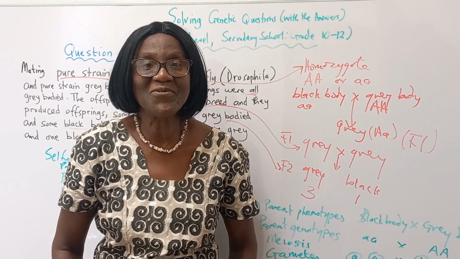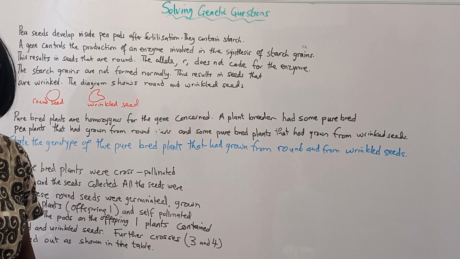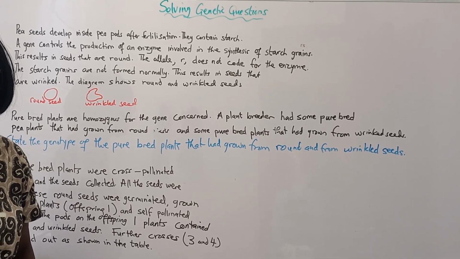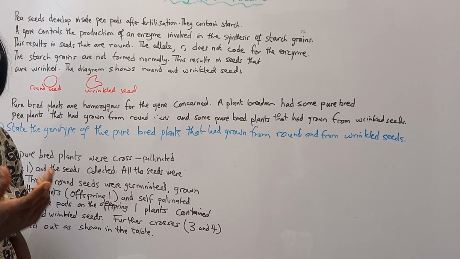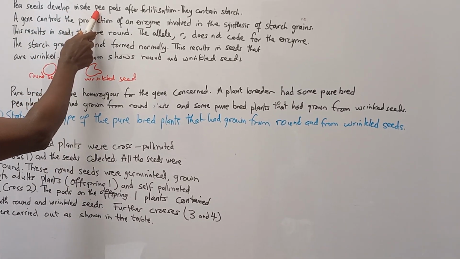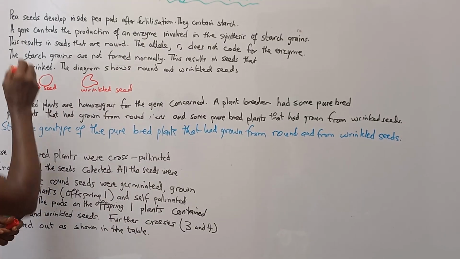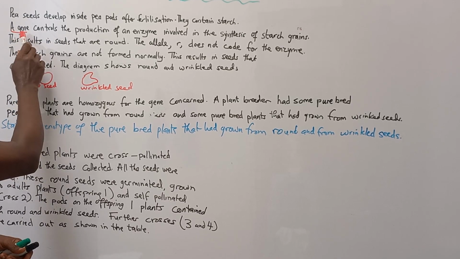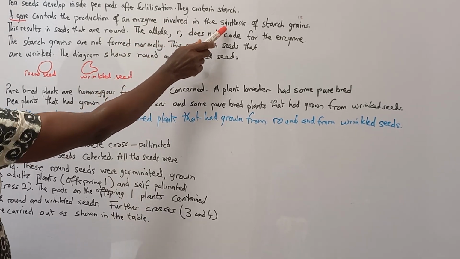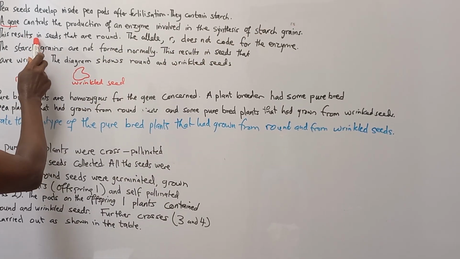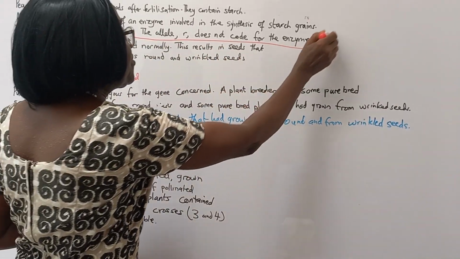Let's attempt the second question quickly. This question is very long and you should not be scared with long questions. Just read and take note of clues and write them down with a pencil. Seeds develop inside pea pods after fertilization. They contain starch. A gene, so we are dealing with a gene. A gene controls the production of an enzyme involved in the synthesis of starch grains. This results in seeds that are round. So we are going to deal with round seeds.